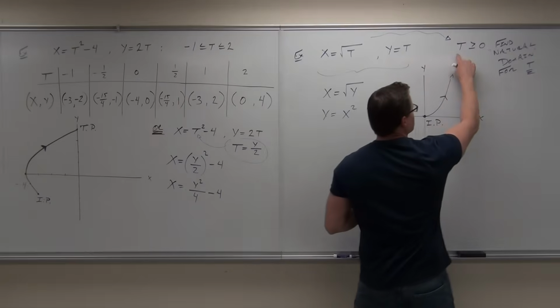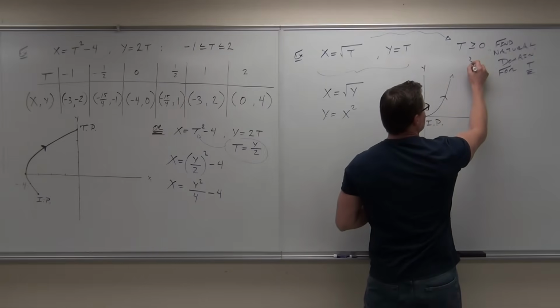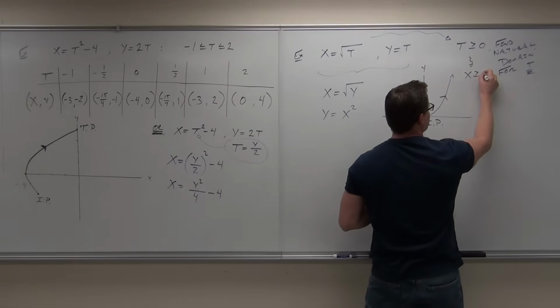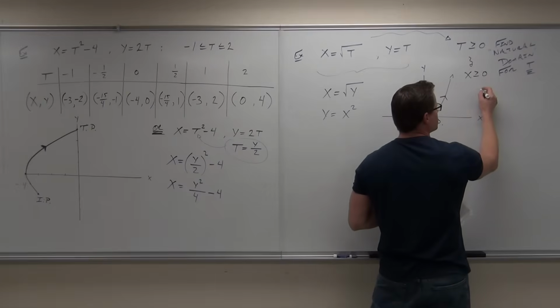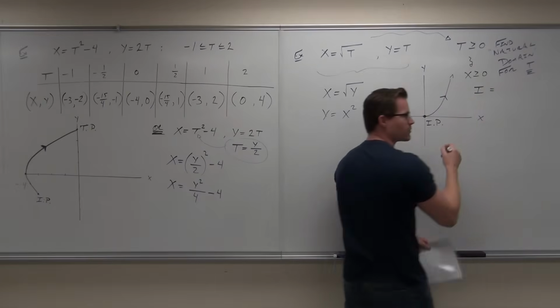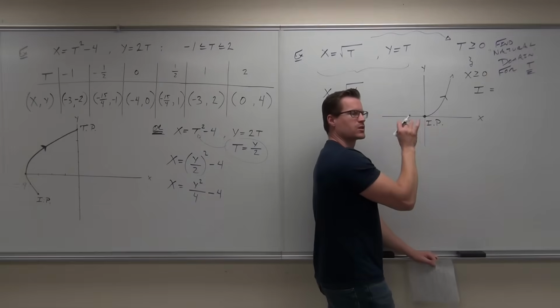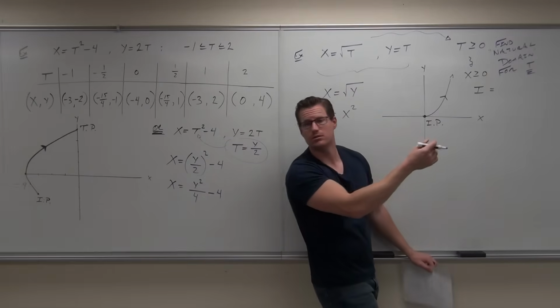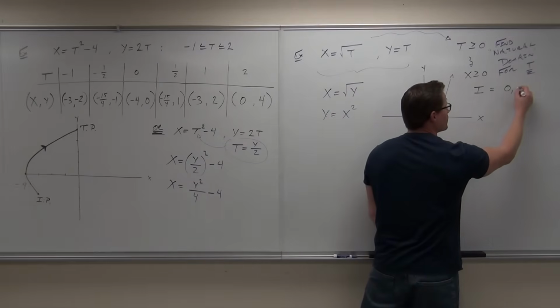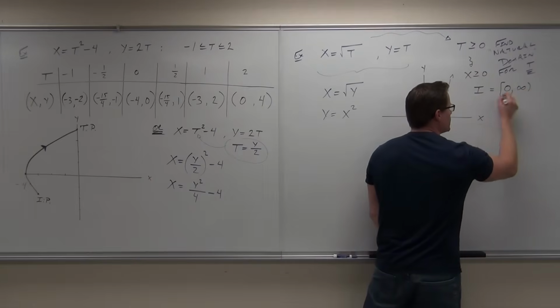So from t is greater than 0, this implies that x has to be greater than or equal to 0. We get our parametric interval. Well, you could even write it. Where's the parametric interval start? Where's t start? Where's t end? You can even show that.